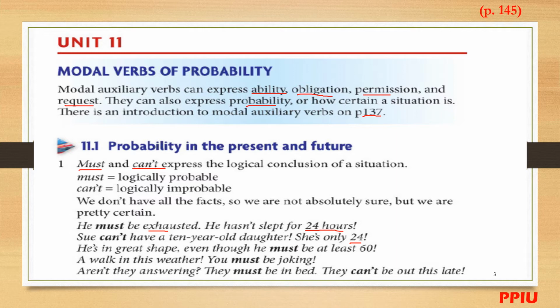Alright? We are not absolutely sure, but we are pretty certain that she can't. He's in great shape, even though he must be at least 60. So we see his shape and suppose that he is at least 60 years old, right? A walk in this weather, you must be joking.